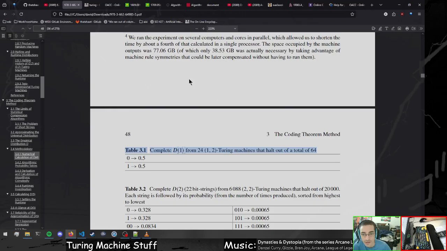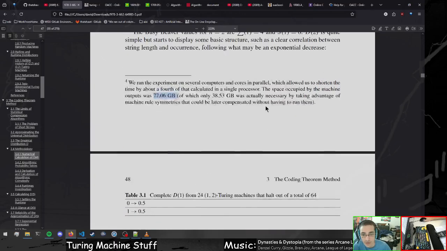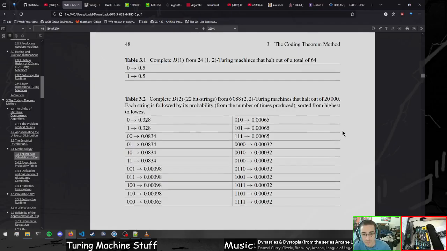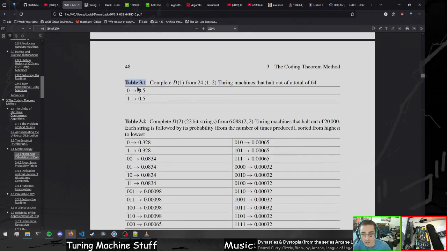That's crazy. And they say they used 77 gigabytes for the output. Did they output like every single thing? That's okay.